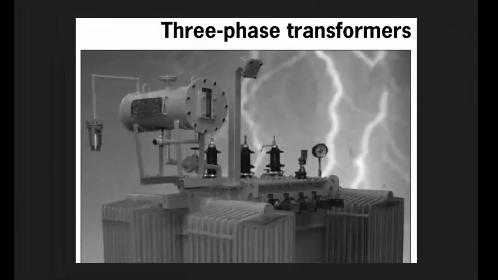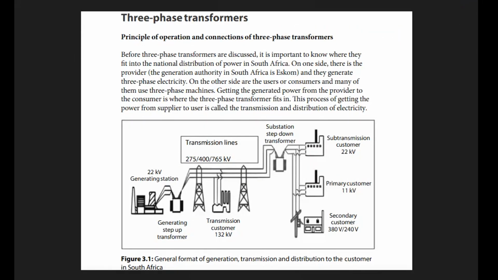This is what we call a 3-phase transformer. So 3-phase transformers, the principle of operation and connections of 3-phase transformers.